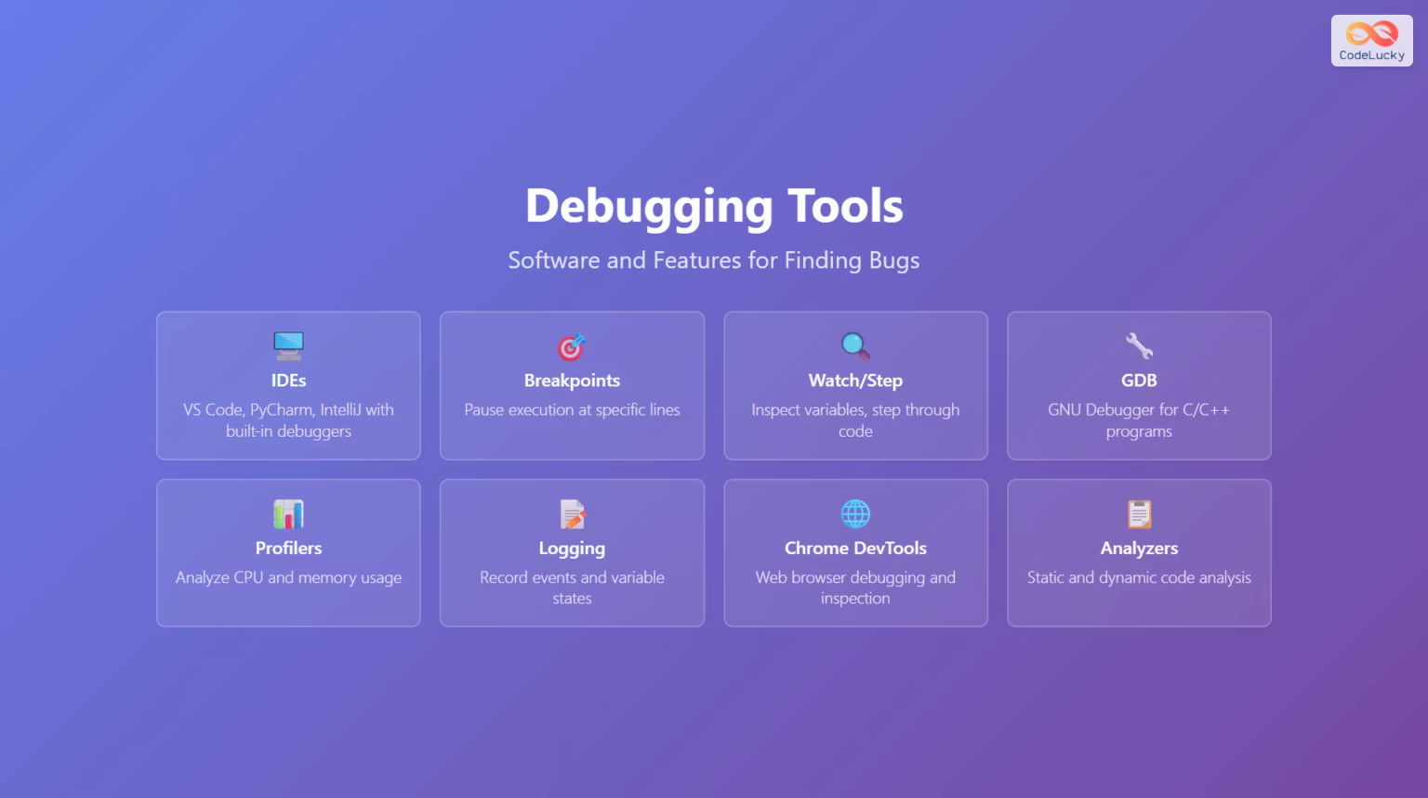GDB is the GNU debugger for C and C++ programs. Profilers analyze CPU and memory usage. Logging tools record program events. Chrome DevTools enables web browser debugging. Static and dynamic analyzers check code automatically.